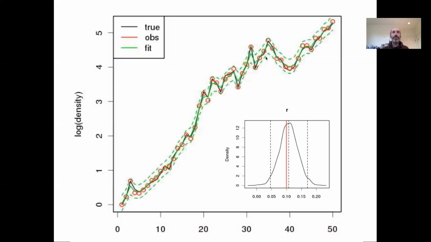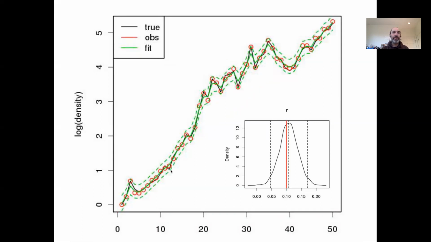By contrast, if we fit this same data set in the state space framework, what we end up getting is something like this. So here, the black line is that simulated true latent state of the system that is evolving through time.